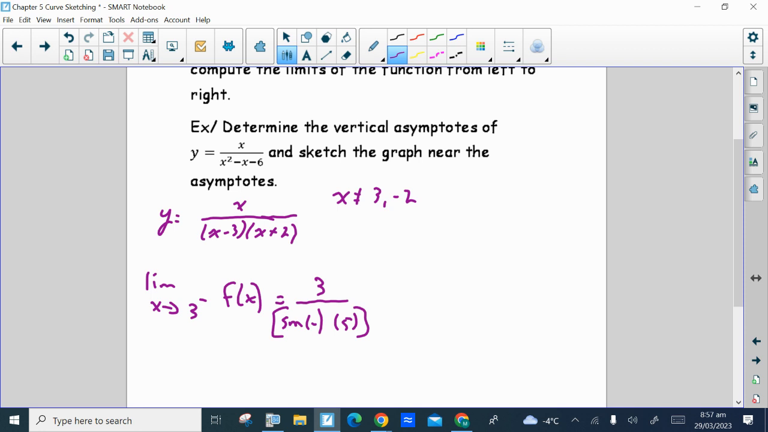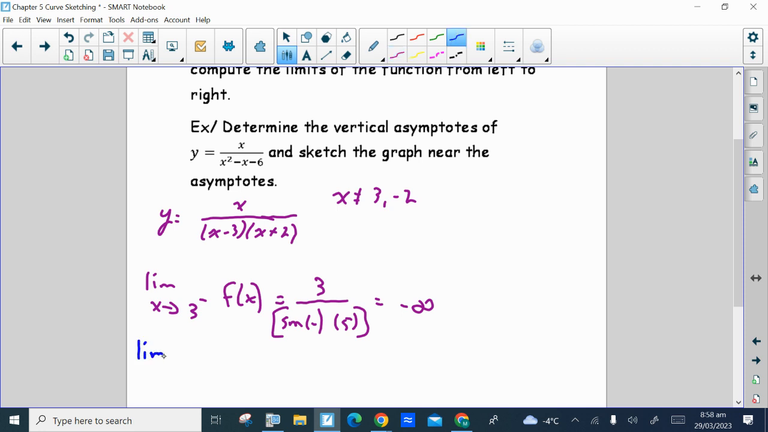So that's what's going to happen here as we approach 3 from the left. When you have a small negative, and in fact that's going to approach negative infinity, times 5 is still going to make it get even closer to negative infinity. So the denominator is just going to get smaller and smaller. And when you divide 3 by a number that's getting smaller and smaller, your values will approach negative infinity, because that bottom number will always be negative. That's where the negative comes from. So that's what's happening on the left side of 3.